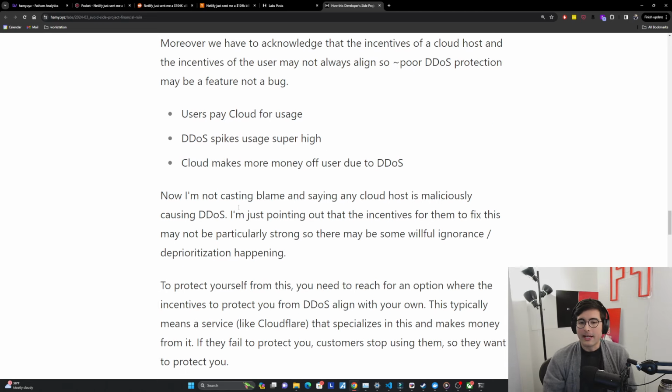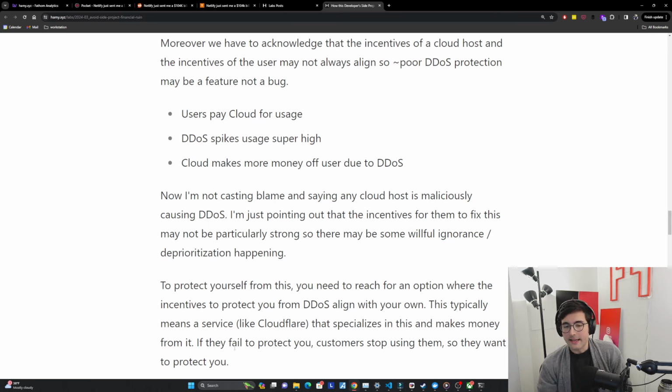Now, I want to be clear that I'm not casting blame or saying that any cloud host is maliciously causing DDoS. I'm just pointing out that the incentives for them to fix this may not be particularly strong. So there may be some willful ignorance or deprioritization at play, causing these things not to get fixed in a timely manner. To protect yourself from this, you basically need to reach for an option where the incentives to protect you, the customer, from DDoS align with your own. What this typically means is reaching for a service like Cloudflare that specializes in protecting against DDoS, and they make money from selling you that service.